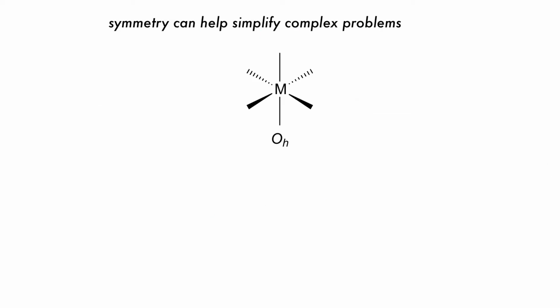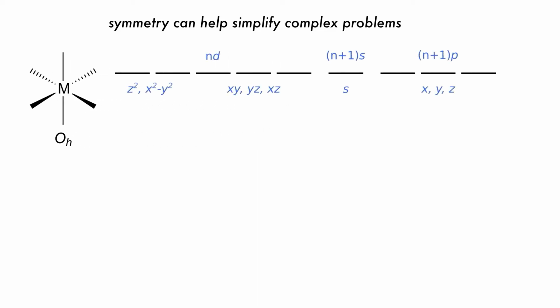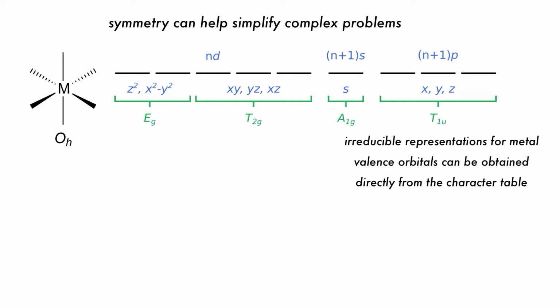Symmetry is very useful to understanding metal-ligand complexes and can save us from a lot of linear algebra. With an octahedral metal complex, there are n d orbitals, the n plus 1 s orbital and the n plus 1 p orbitals. Then, using the character table, it can be seen that the orbital symmetries can be assigned. There is e.g. T2g, the totally symmetric A1g, and the T1u for the metal valence orbitals.